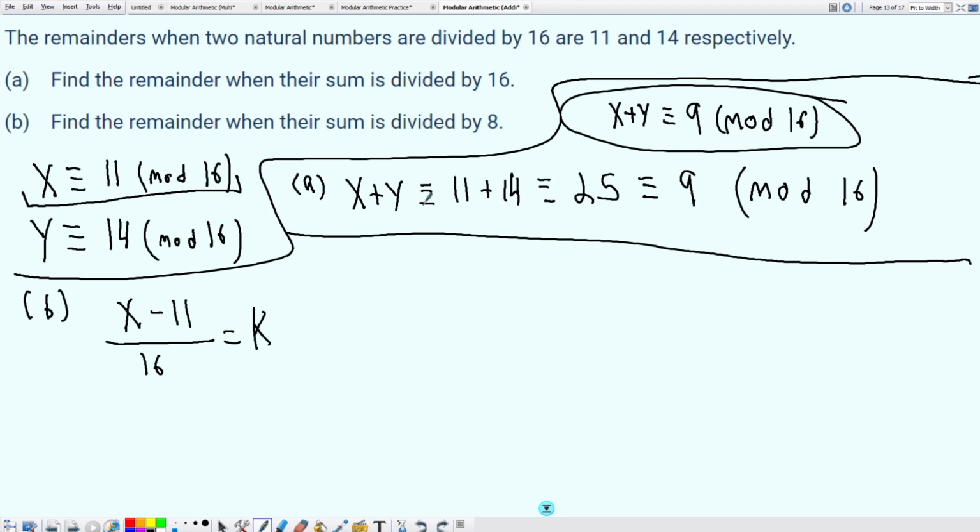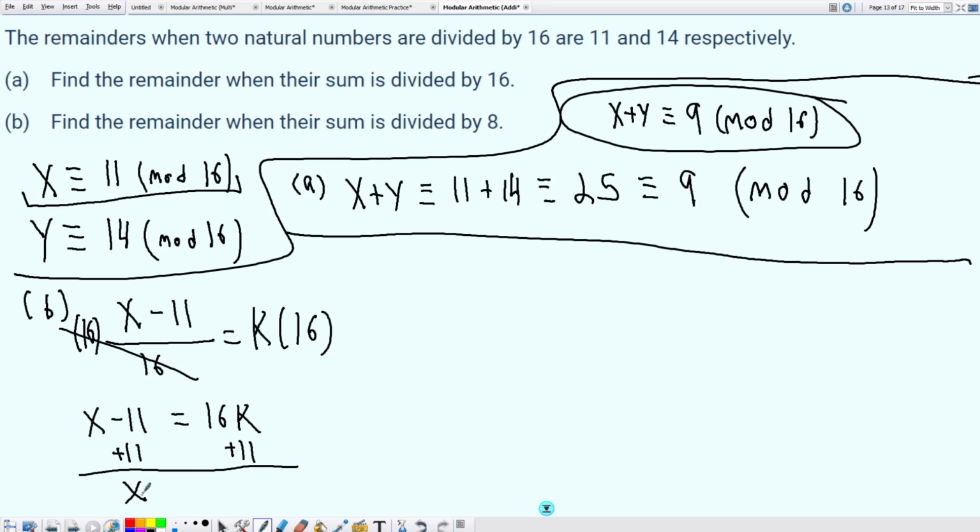And what I'm going to do is multiply both sides by 16. The fraction over here cancels out. x minus 11 is equal to 16k. And I'm going to add 11 on both sides. And if you've been paying attention, this is just basically the division algorithm written out, where we know that x is some value k times 16 with a remainder of 11. I'm going to have to rewrite that over here. x equals 16k plus 11.